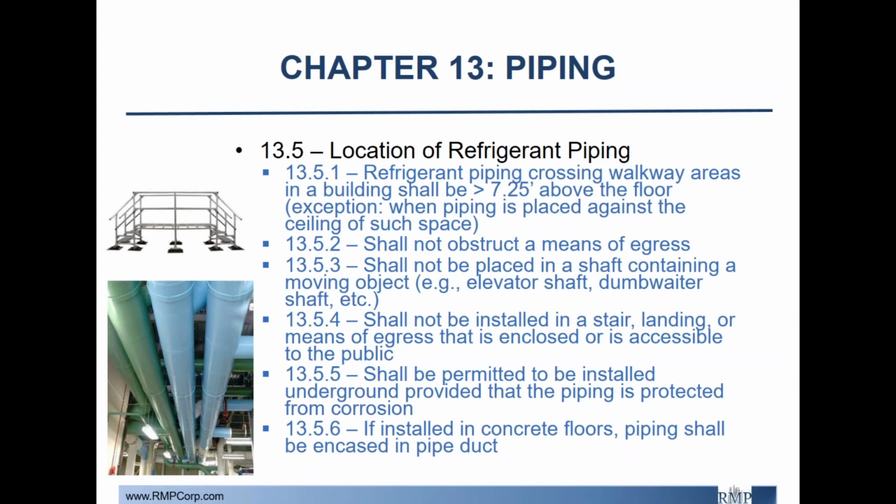They should never obstruct any means of egress or evacuation route because it's very important that in the event of a release or an emergency, people are able to get out of the building without tripping on any equipment piping. They shall not be placed in any shaft containing moving objects such as an elevator shaft, a dumbwaiter, etc., or any other machinery room that is moving. They shall be permitted to be installed underground, provided that the piping is protected from corrosion. And if they are installed in concrete floors, they shall be encased in a pipe duct.